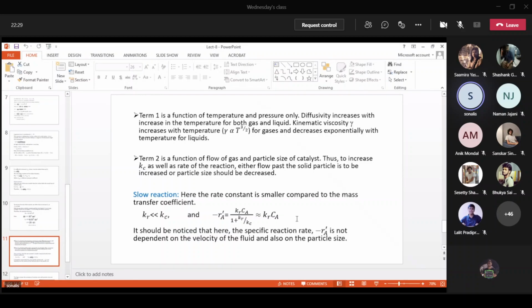Okay, let us concentrate here. So obviously the mass transfer coefficient is dependent on the velocity of the gas, that is the reactant, and the catalyst particle size. So this is one thing where we discussed the rapid reaction, how we can increase the rate of reaction.